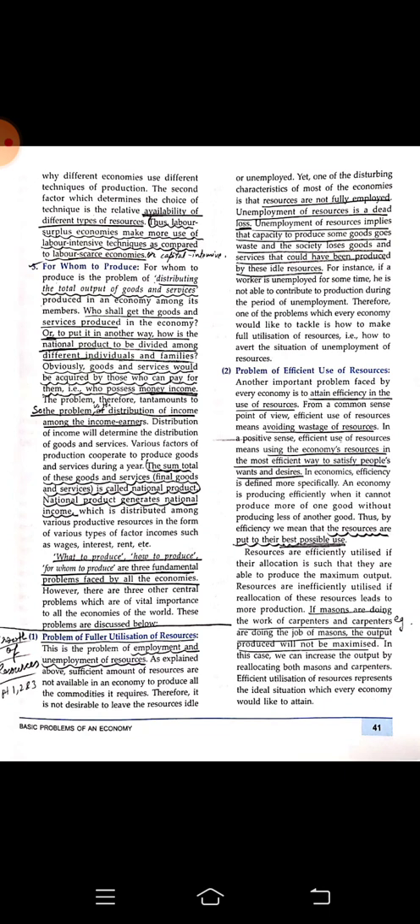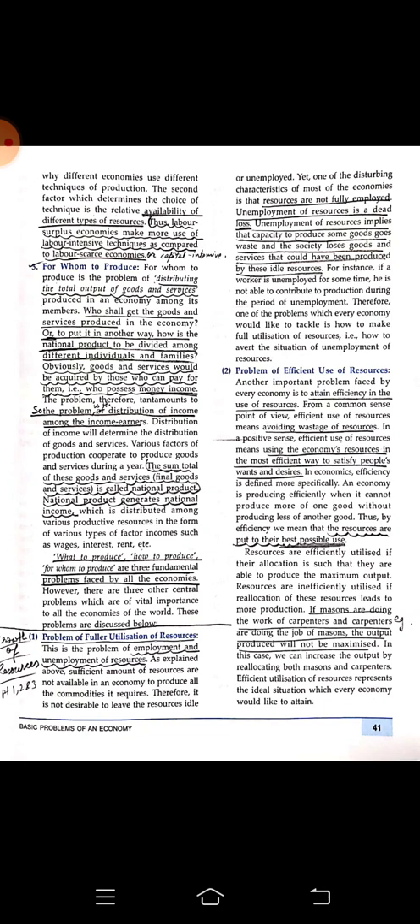Next, we are starting with the growth of resources. This is a problem related with growth of resources. Problem of fuller utilization of resources, employment and unemployment of resources. Here the problem is employment and unemployment of resources. So resources are not fully employed. Unemployment of resources is a dead loss. Unemployment of resources implies that capacity of production goes waste, and the society loses goods and services that could have been produced by these idle resources.